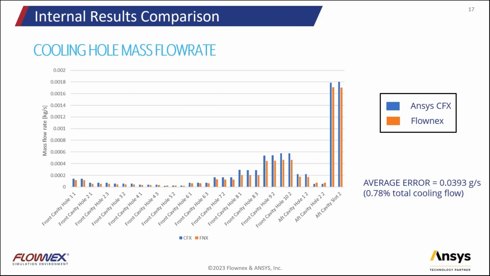Overall, we can see relatively good agreement with the mass flows predicted from Ansys CFX. You can see not only is the trend predicted well, but also the absolute values are predicted well. Overall, we see an error of about 0.8% of the total cooling flow.